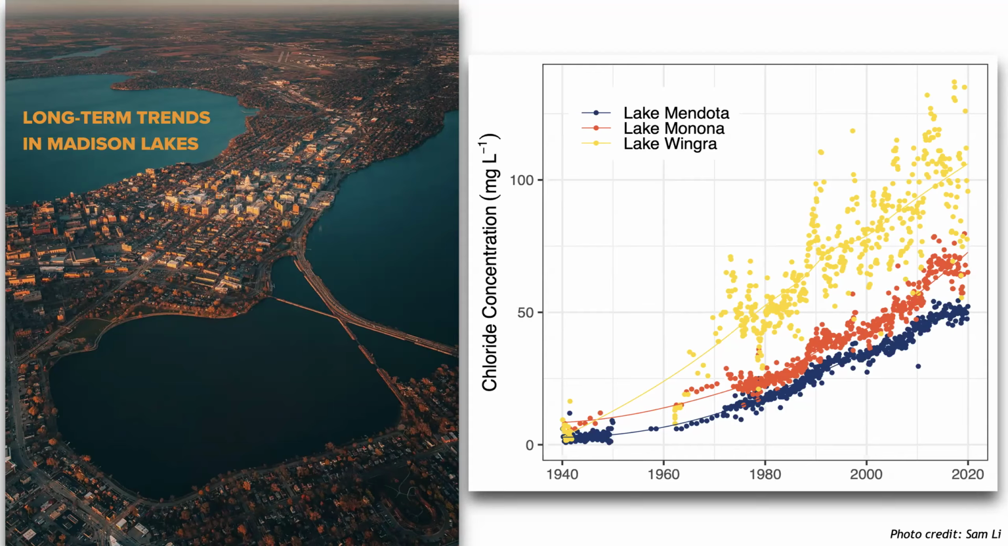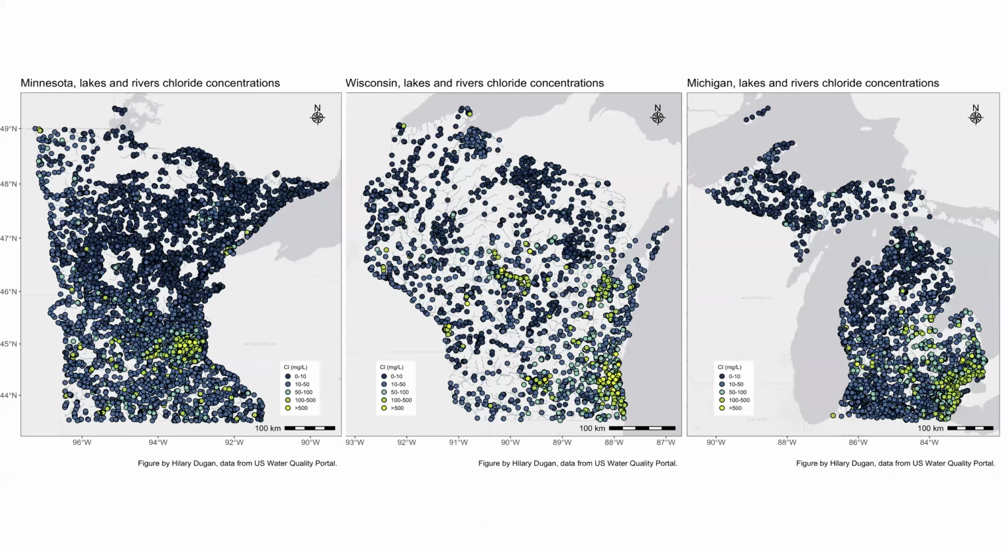What we can do is take all of the measurements that have ever been taken for chloride in lakes and rivers around the US. So these are obviously Michigan, Wisconsin, and Minnesota, and we can take a look at if we see geographical patterns. Here, dark blue is pretty low, less than 10 milligrams per liter of chloride. Over 500 is in bright green.